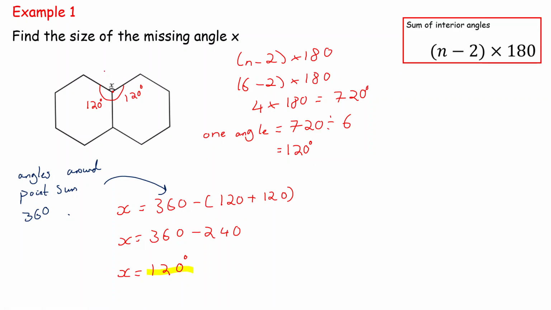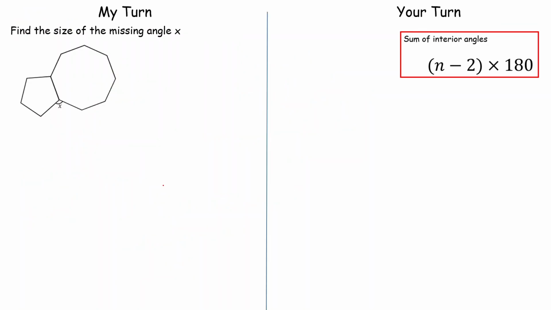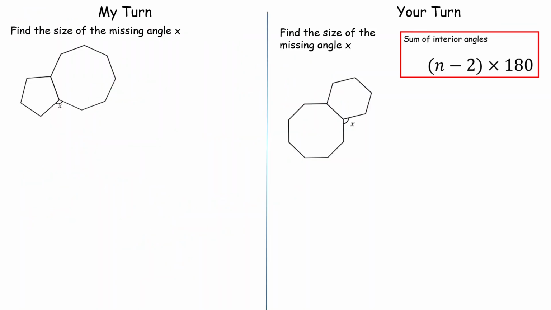So this angle x is 120 degrees. Perfect. So now I've got on my turn, your turn. In fact, what I'll do is I'll leave them both up on the screen. You can pause the video and give both of those a go. Now, let's call this one shape 1 and shape 2.